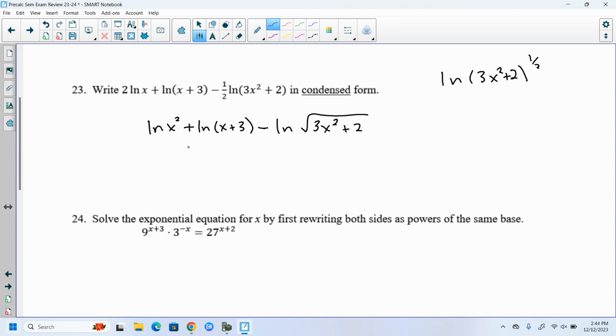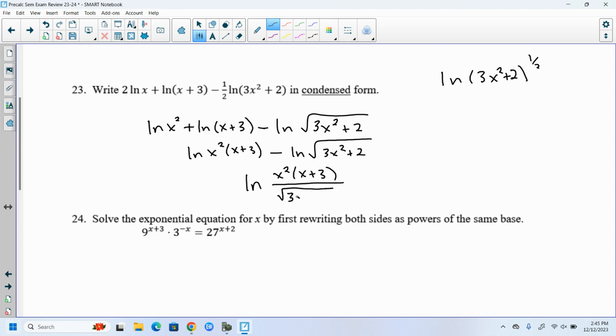Now, since I got a plus, I can condense that as the natural log of x squared times x plus 3 minus the natural log of the square root of 3x squared plus 2. And so now that I have a minus, I can make this a division. And it's going to be the natural log of x squared times x plus 3 all over the square root 3x squared plus 2. Okay, so a single ln when we write it in condensed form. Okay, so that would be 23.